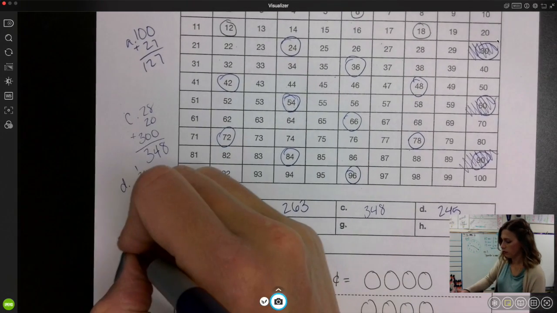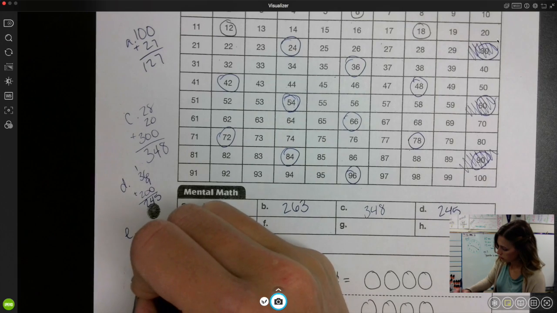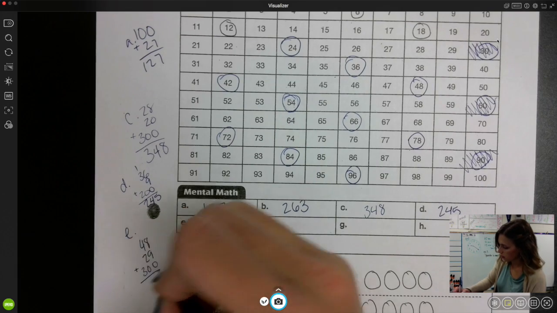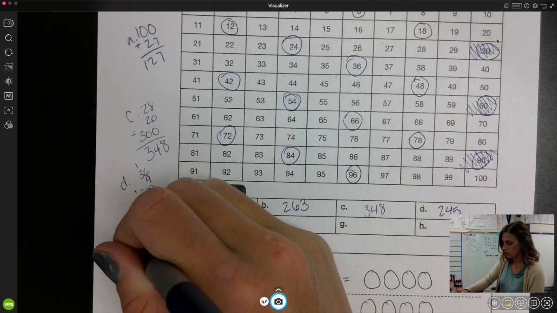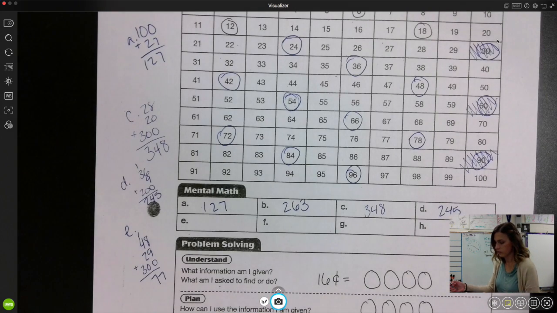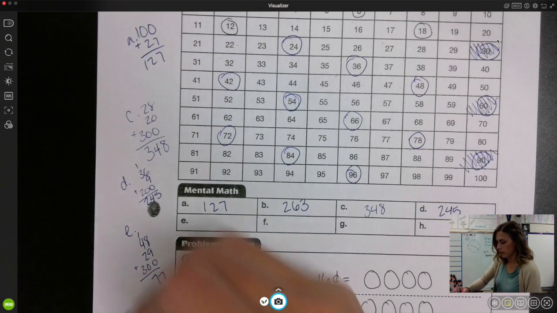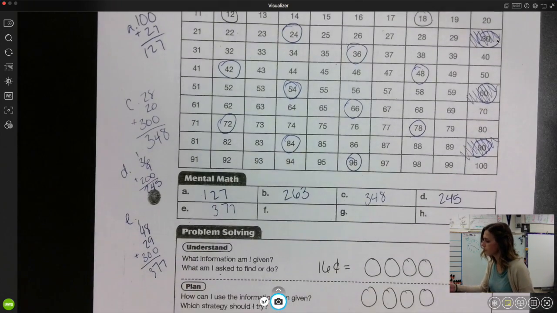E says 48 plus 29 plus 300. 8 plus 9 is 17. 1 goes up. 7 comes down. 1 plus 4 is 5. Plus 2 more is 7. Then 3 plus nothing is 3, so we get 377.